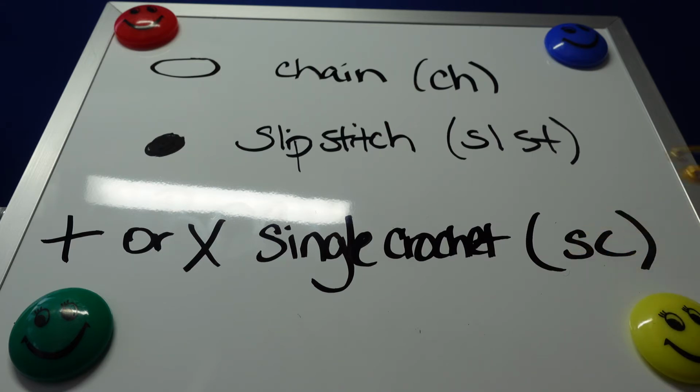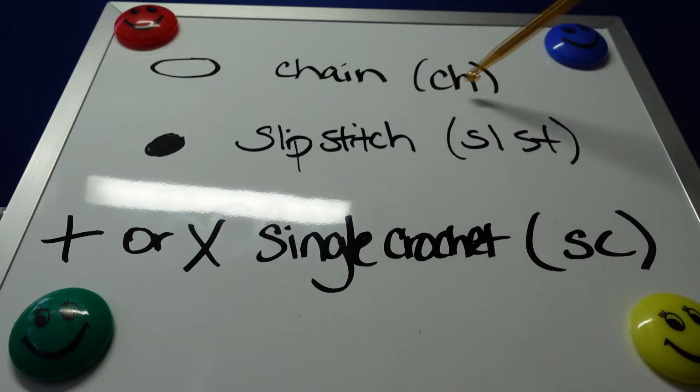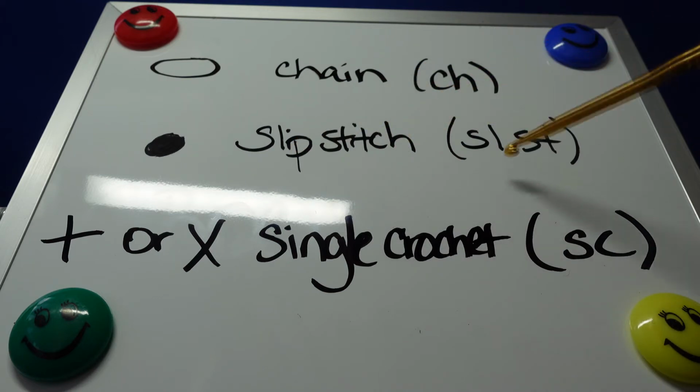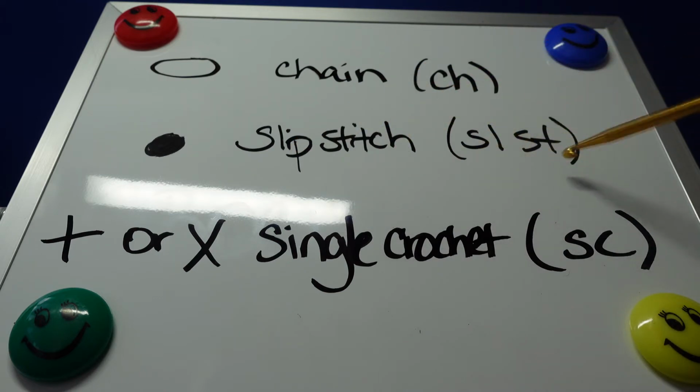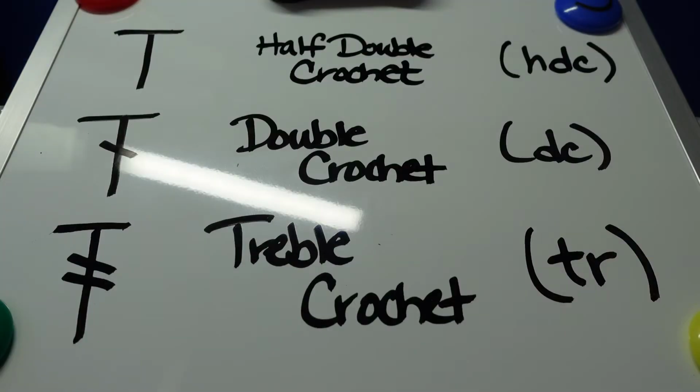Okay? So the oval shape is the chain, CH. The dot stands for the slip stitch, SL ST, slip stitch. And then the plus or the X, either one, stands for single crochet, SC, single crochet. Moving on to the next and final 3 symbols that we're going to be learning and working with today.